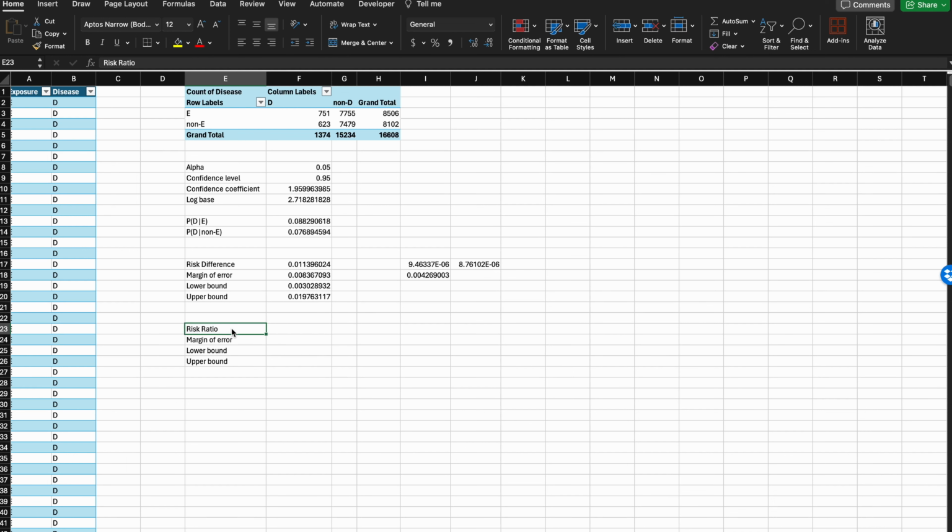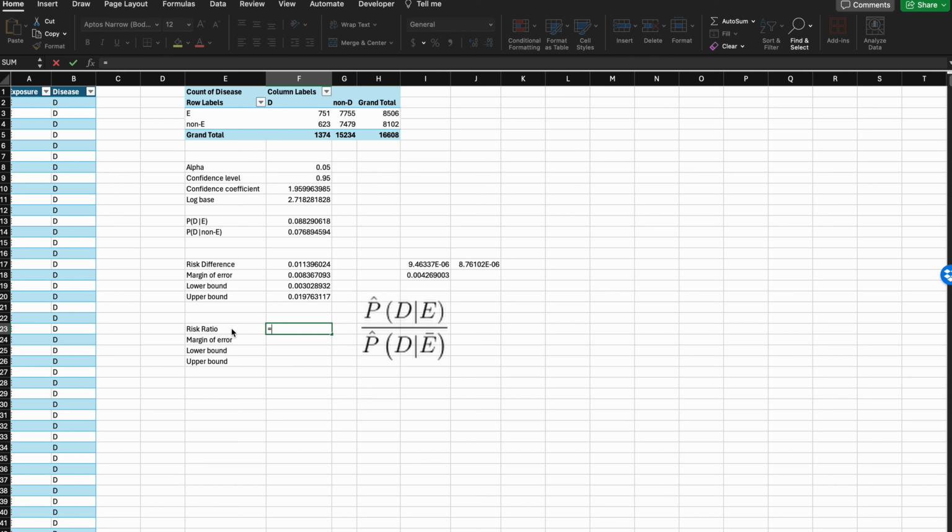The risk ratio, its margin of error, and its 95% confidence intervals. Now the risk ratio or relative risk, that is not the difference between those two probabilities, but their ratio. So I'm going to say equal, I'm going to click on the value for probability of disease given exposure, divide by, and I'm going to click on the value for probability of disease given not exposure. So now we have a ratio. So to write a conclusion for this value, it is larger than 1, so we will subtract 1 from it.